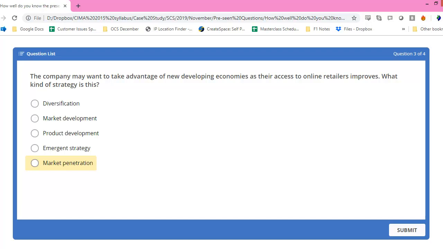Diversification is the high risk. So we have a new product and a new market. Product and market development are where you have a new product in an existing market and an existing product in a new market, respectively. So what would this be? So we want to take advantage of new developing economies as their access to online retailers improves. So it's not a new product because we would be providing our service to this new economy. So it's a new market, which would make it a market development strategy.